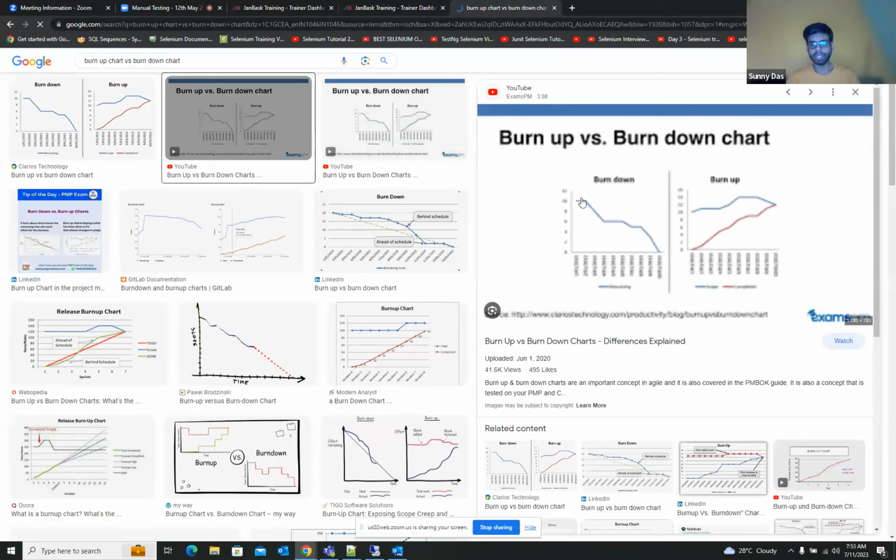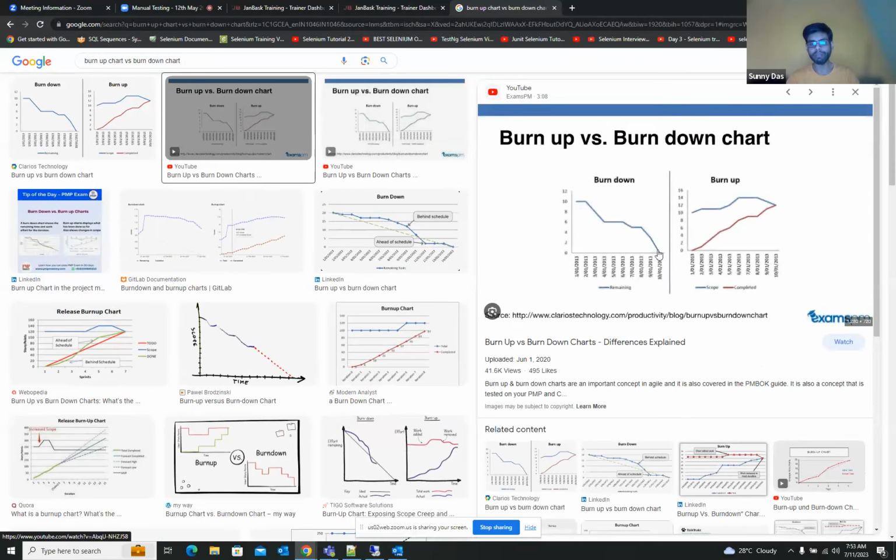So see, this is the burn down chart. At the beginning of the sprint, you had this much story point, and at the end of the sprint, you have completed all the tasks. So that tells you the burn down chart.